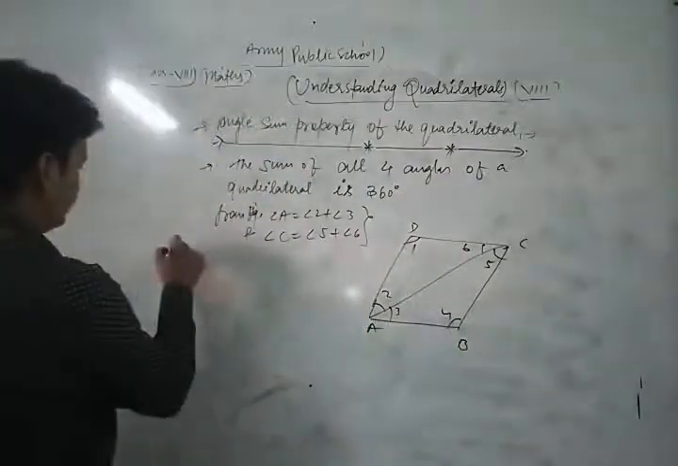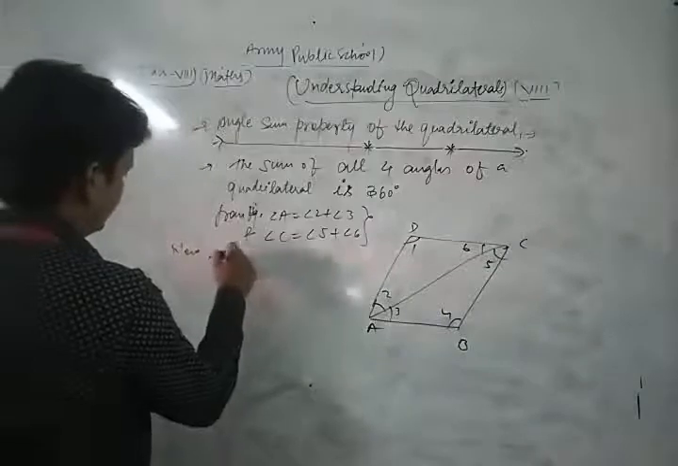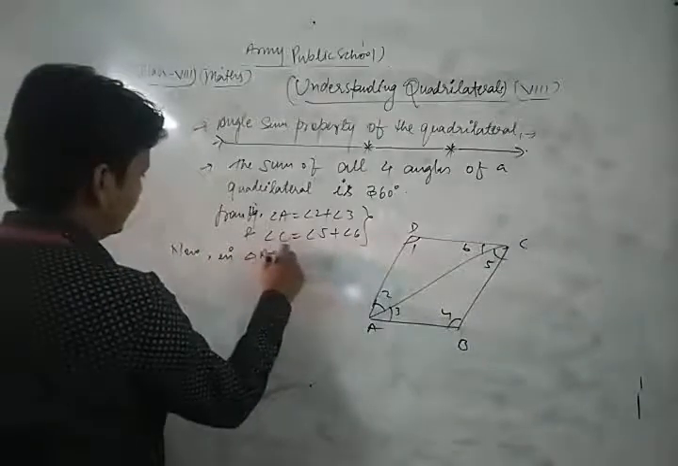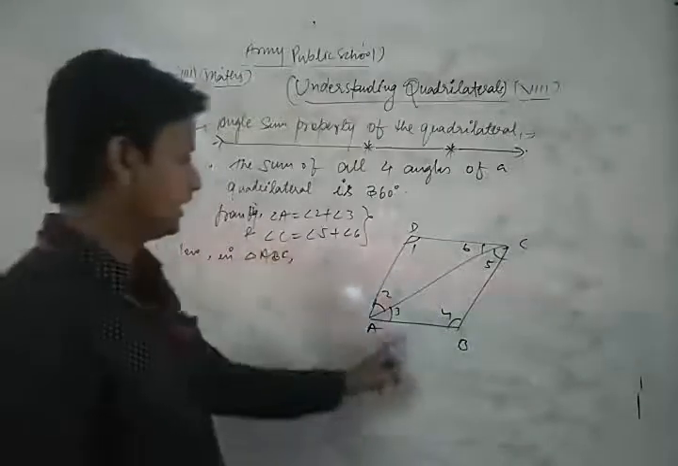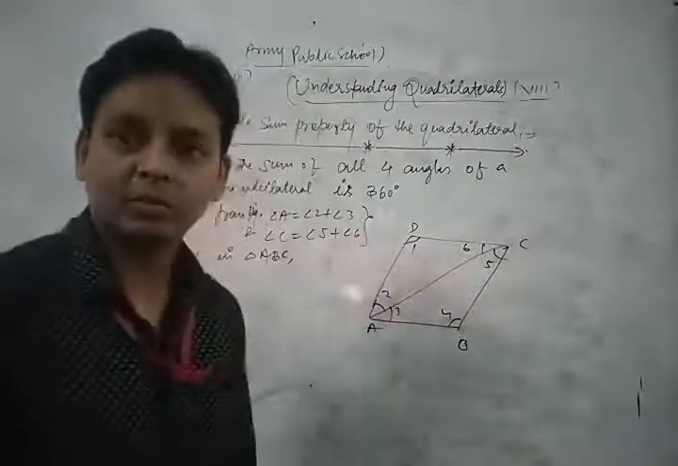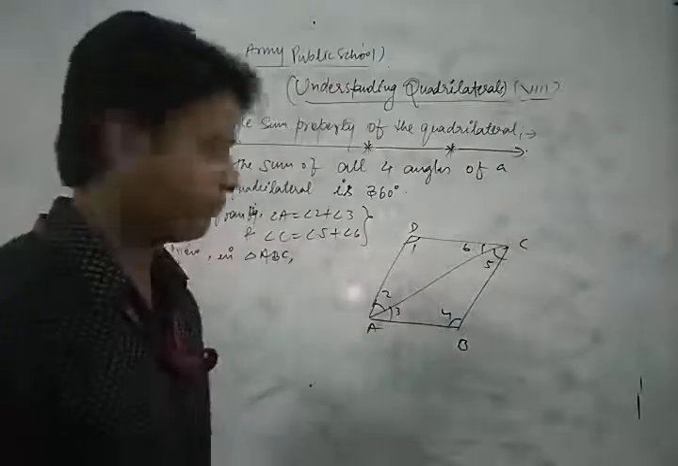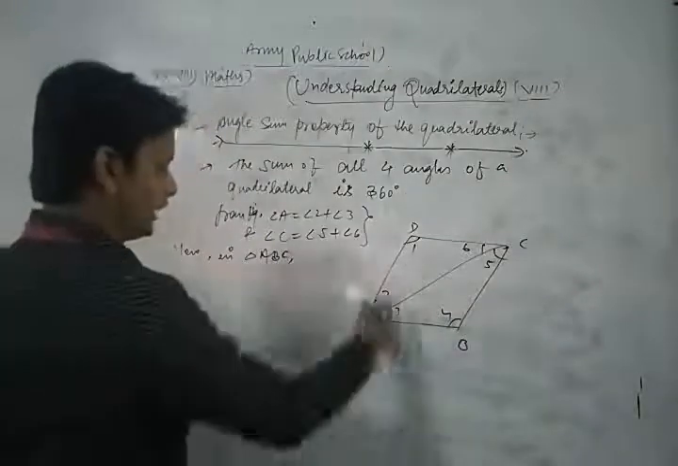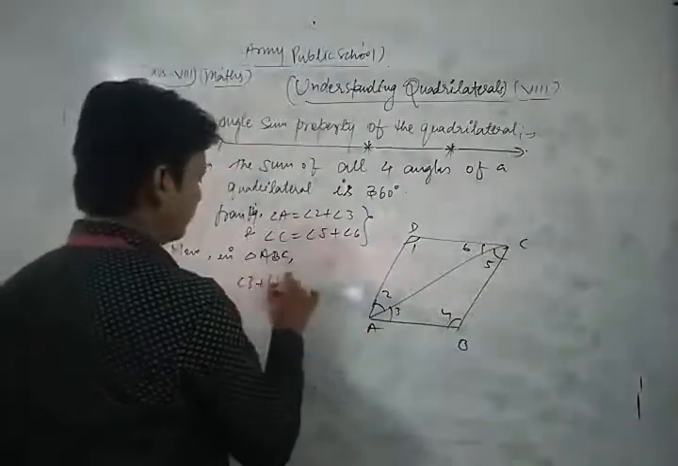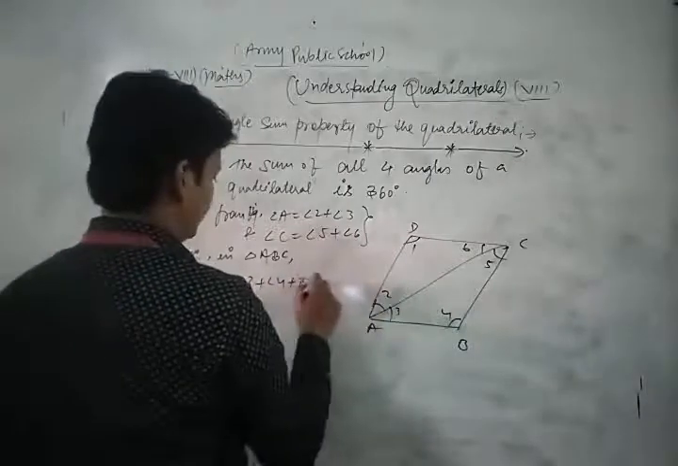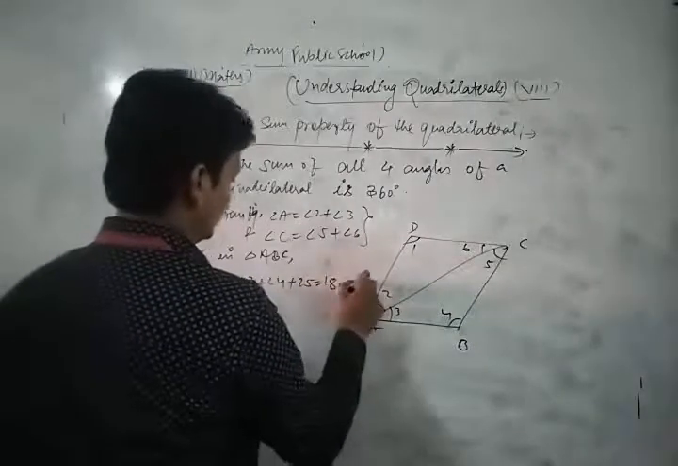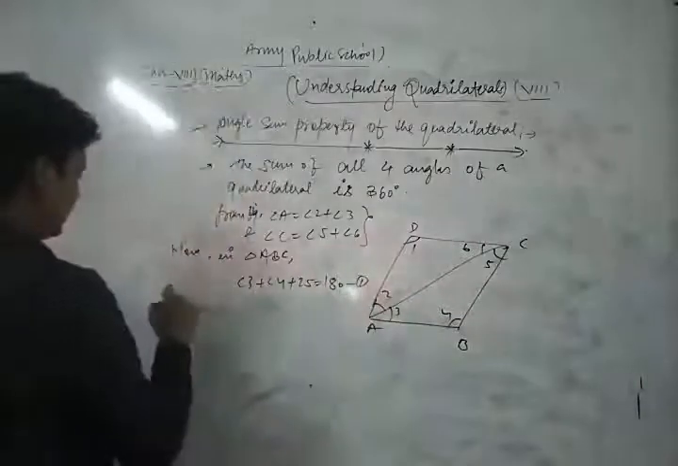Okay, now first of all in triangle ABC, if we apply the angle sum property, then what do I get? The sum of all angles of a triangle is what? 180 degrees. So angle 3 plus angle 4 plus angle 5 is equal to 180. Take this as equation 1.